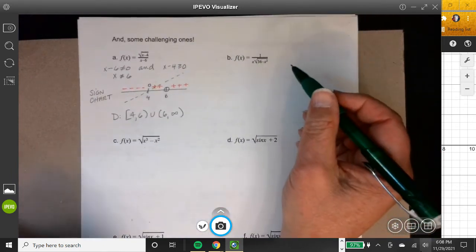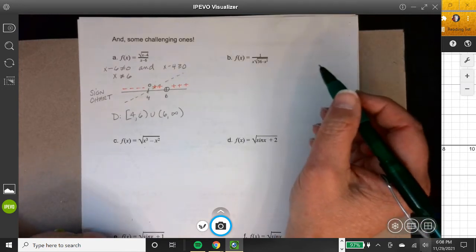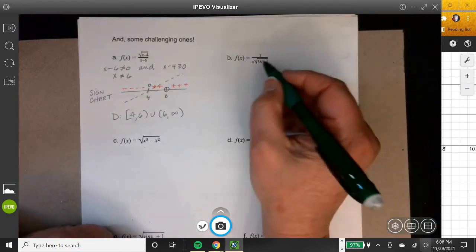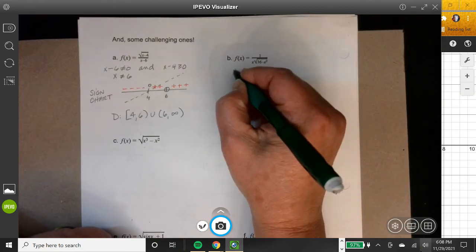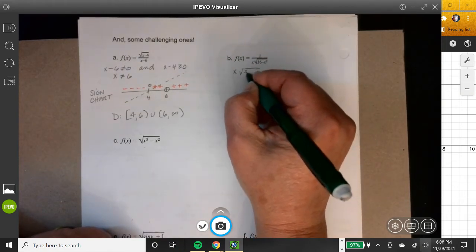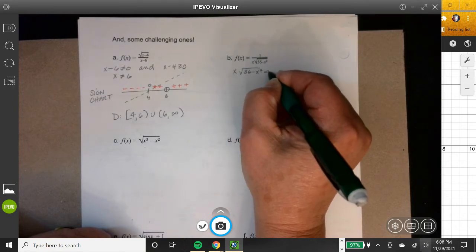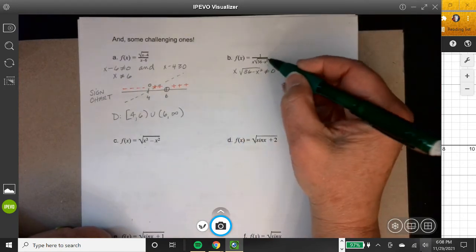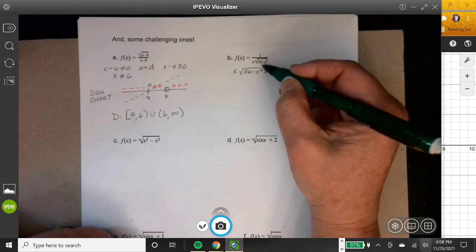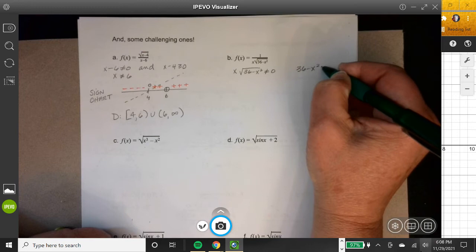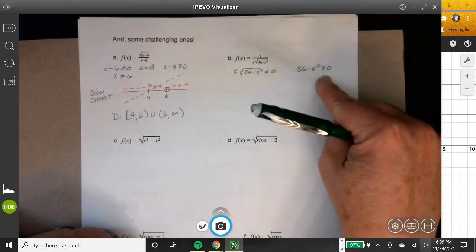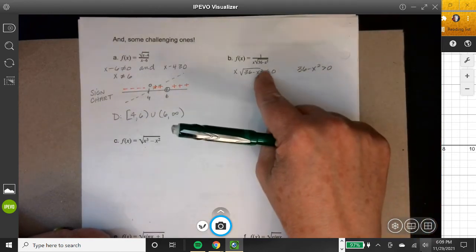All right. So what's interesting about letter B here? Well, I have a denominator only. So I have to say that the square root of 36 minus x squared can't be 0. And I'm taking the even root of this underneath here. So 36 minus x squared has to be greater than 0, and it can't be equal to 0 because it's in the denominator.